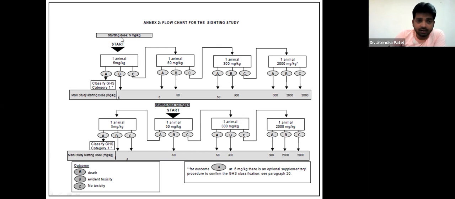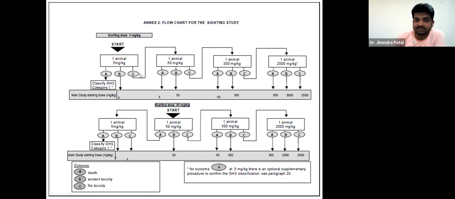So here we are going to start with 5 mg per kg, with one animal. It is the sighting study. We are taking only one animal, just before the main study, just to check roughly. If we give 5 mg per kg, what three conditions may arise?